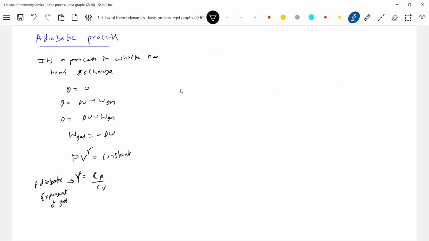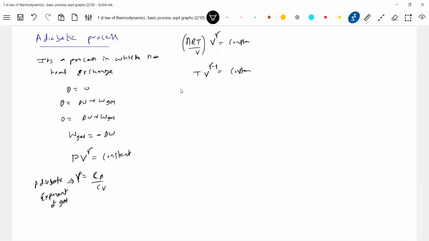Okay, let's replace pressure here. Can I write nRT by V, to the power of gamma, is equal to constant? So this will become T V to the power of gamma minus 1 equals constant. This is how temperature and volume are related.